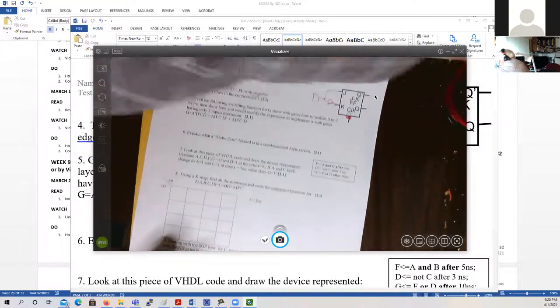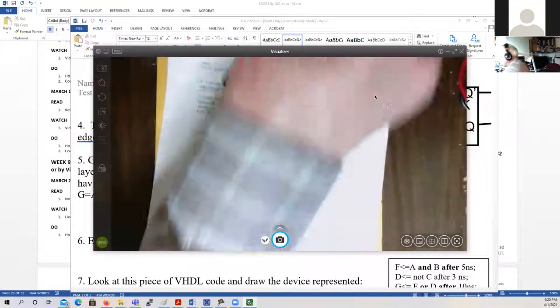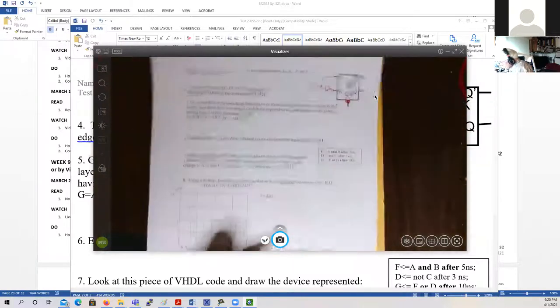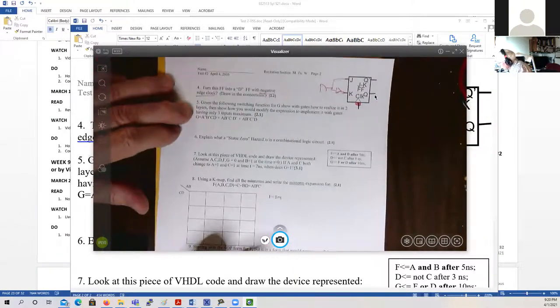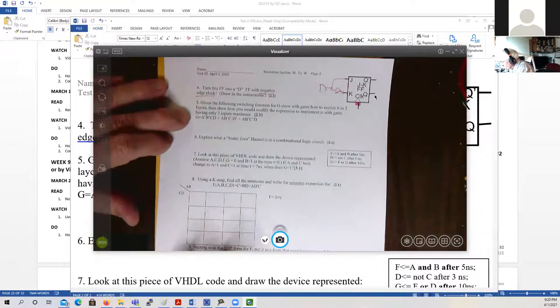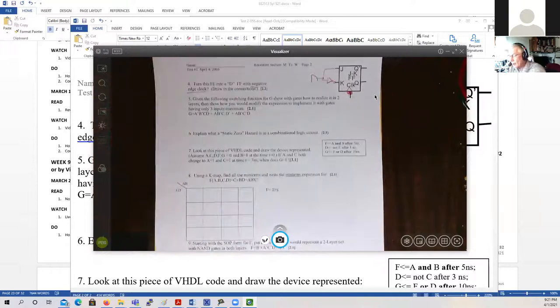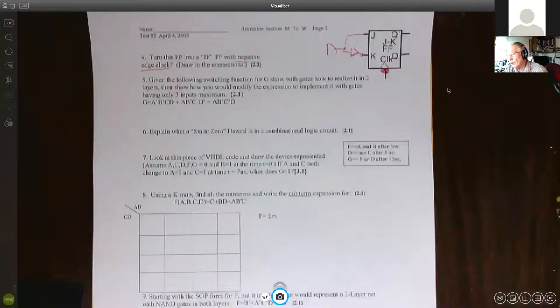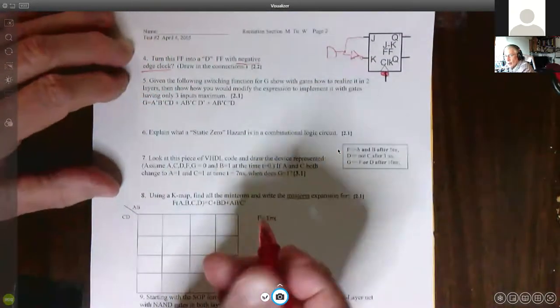So given the following switching function, show with gates how to realize it in two layers, and then how you would modify the expression. Does it matter for question four what goes in the top of the JK flip-flop when you're converting it into a D? Usually there's a set or a clear. If it had a set or a clear, you'd probably just leave it alone. Yeah, you just ignore it. Okay. Thank you.